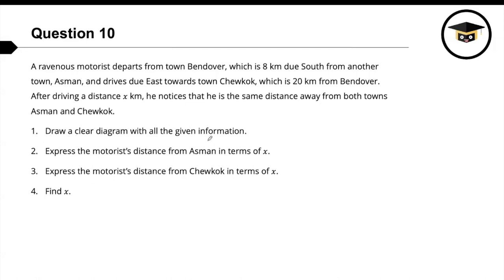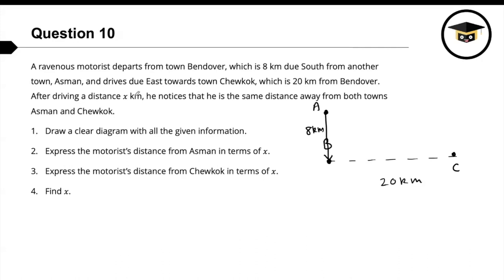So we've got town Bendover, so I'll call that B. It is 8 kilometers south of another town called Asman. So we'll call Asman over here, and we can say that this is 8 kilometers. What else do we know? Well, the motorist starts from Bendover and drives east towards Chukok. So Chukok is east, and it is 20 kilometers from Bendover. So 20 kilometers.